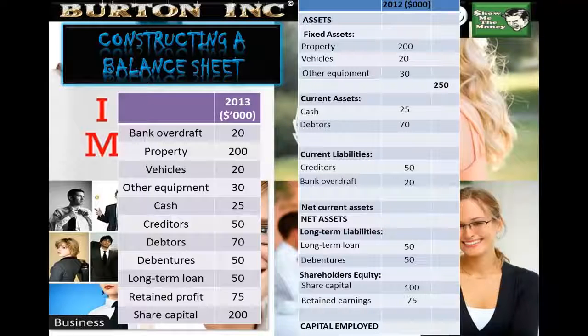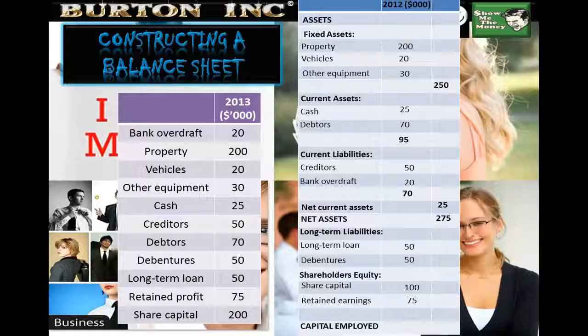Right, our fixed assets total $250,000. Property plus vehicles plus other equipment, our only fixed assets, $250,000. Current assets, cash and debtors, we will sum them as well. Current liabilities, creditors and bank overdraft, these are things we owe, we'll sum those. And net current assets will be the difference between the two. Net current assets, $95,000 minus $70,000. $25,000 net current assets. And if we total our fixed assets plus our net current assets, we've got our net assets.